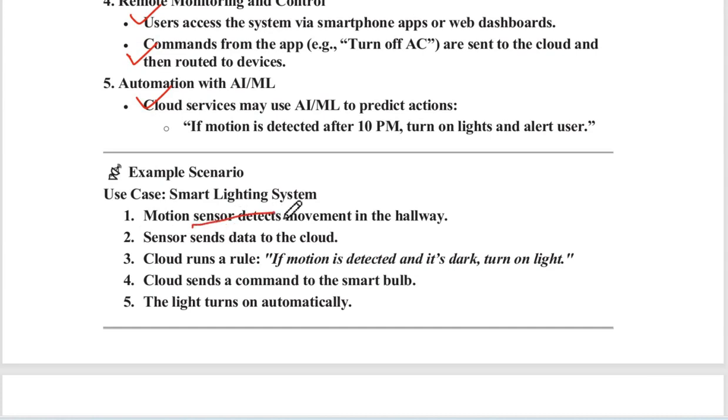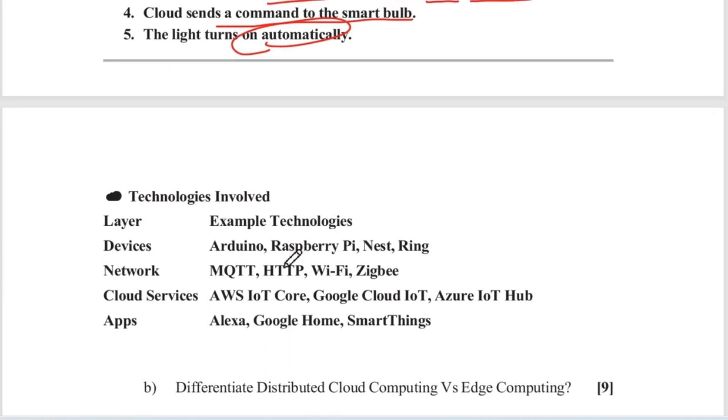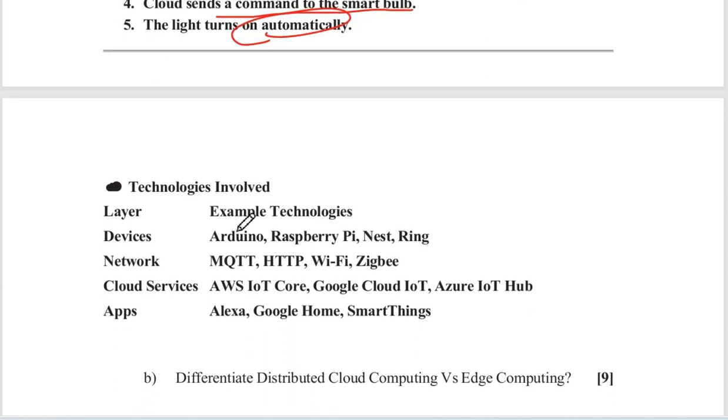Well, this is the scenario. A motion sensor detects the movement of a person. The sensor sends data to the cloud. The cloud checks: if motion is detected and it's dark, then turn the light on. The cloud sends the command to the smart bulb and the smart bulb automatically switches on. This is a simple example which can be used for an automated home automation system.